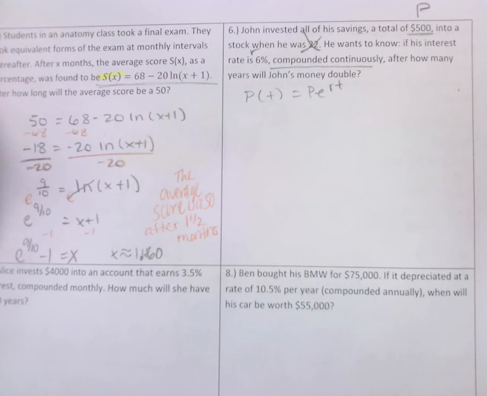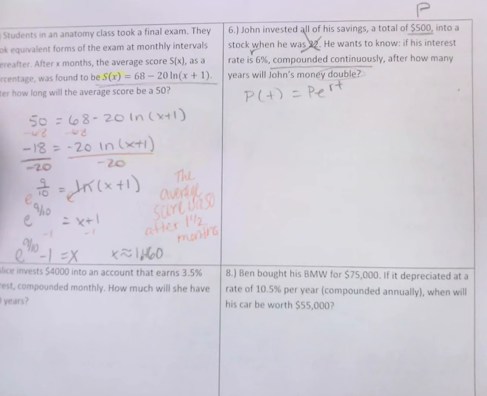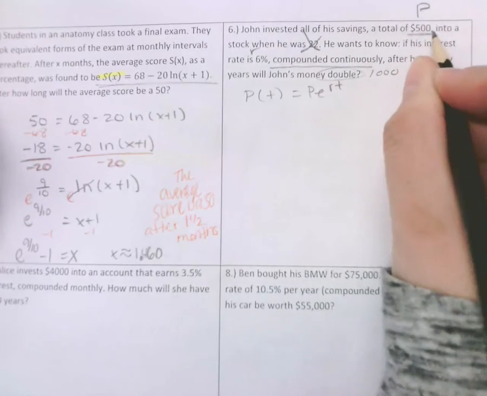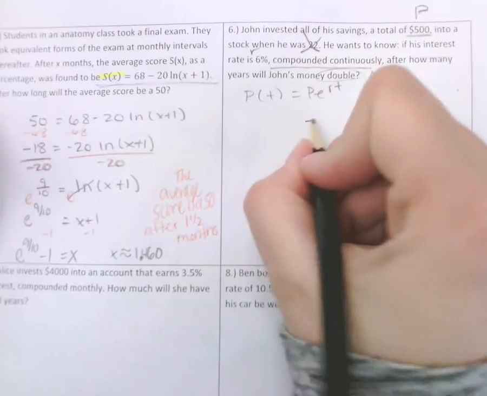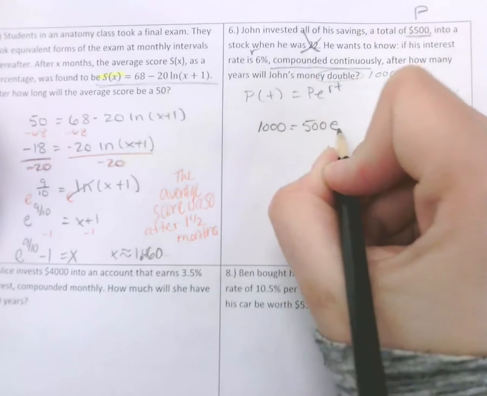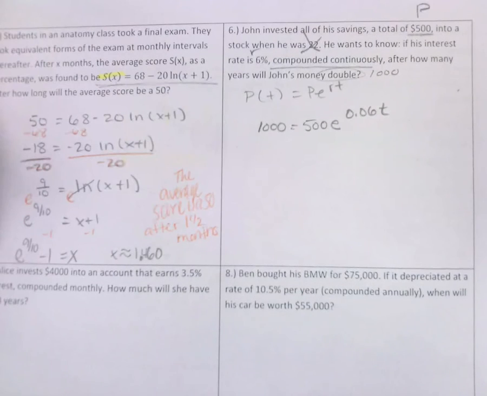After how many years will John's money double? This is a number that's not a number. That's P of T, and you're going to make it double what he invested. So if you put in 500, we want to know when it will grow to 1,000, because 1,000 is double 500. We don't know T. The 22 part is just for story. Just because it's a number doesn't mean it's helpful.